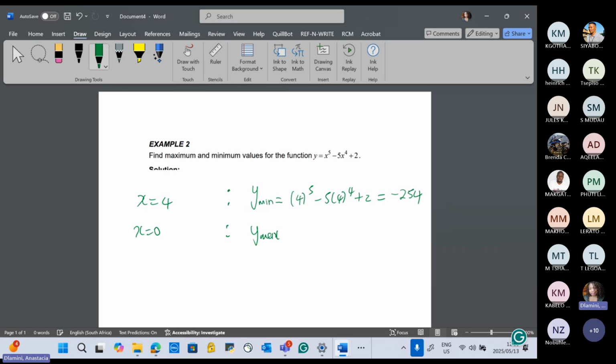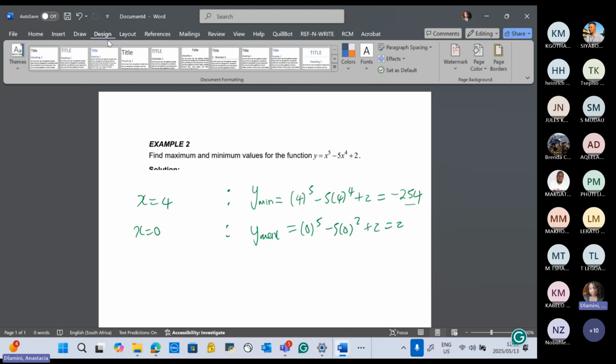Now, at x equals 0, we said we find our maximum, and it means that it should be greater than this value. Plus 2, so the answer is 2, which is true. So 2 is greater than negative 254. And that's how we find our maximum and minimum. Are we all okay? Am I stressing someone?